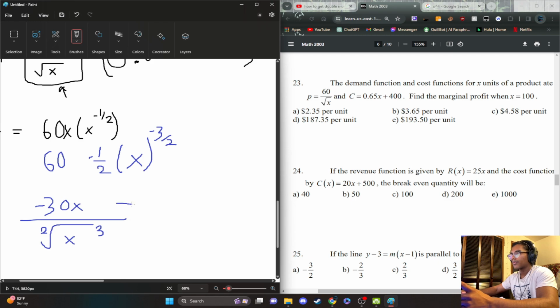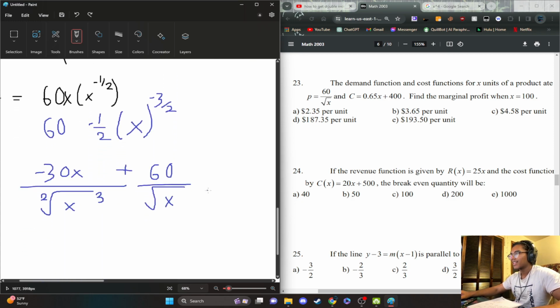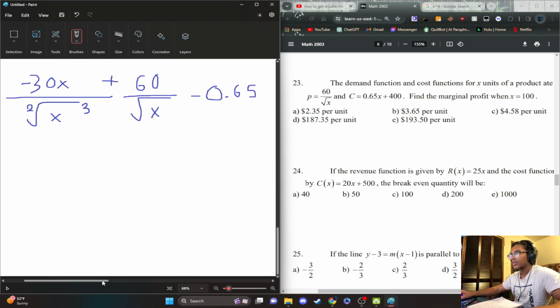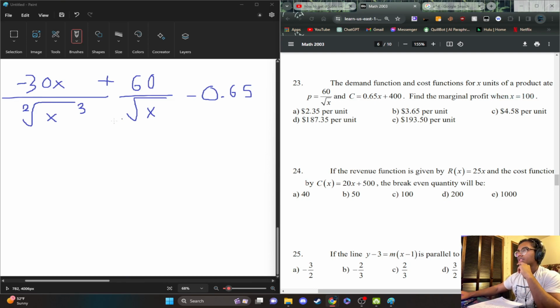60x plus 60 over x to the negative 1/2, which is the same thing as the square root of x, right? And the last step is to find the derivative of this, so you have minus 0.65x, so it's just minus 0.65. You just take out the x because it has a derivative. Now this is your marginal profit function. So they're asking you when x equals 100, right?